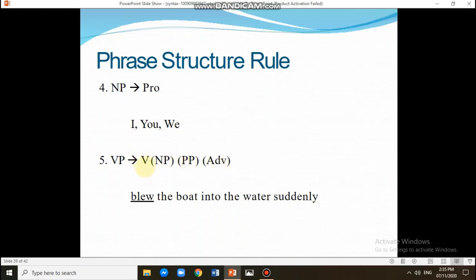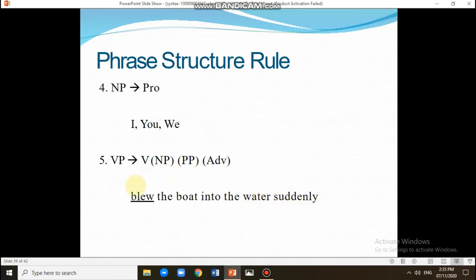So I'll say verb here, blue. Noun phrase, the boat. Kung atong i-break down ang noun phrase, mao ni siyang the determiner and boat, noun. Okay. Prepositional phrase. So, atong example. Asa ang preposition? Into. Diba? Prepositional phrase consists of a preposition and a noun phrase. So, we have a noun phrase here, the determiner, the, and the noun, water. And the adverb is suddenly.